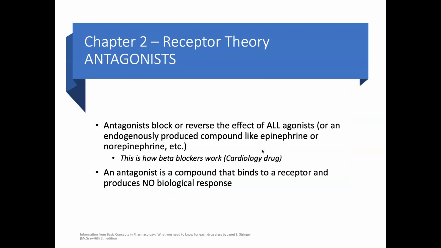So let's move on to receptor theory for antagonists. And this starts on bottom of page 7. We'll come back for efficacy and potency and therapeutic index, but let's talk about antagonists. These block or reverse the effect of all agonists or an endogenously produced compound like epinephrine or norepinephrine. Sorry, it's Monday. I'm having trouble getting this out.